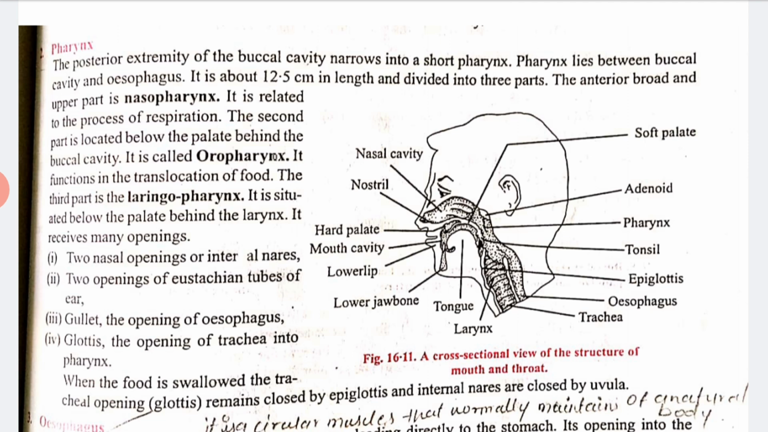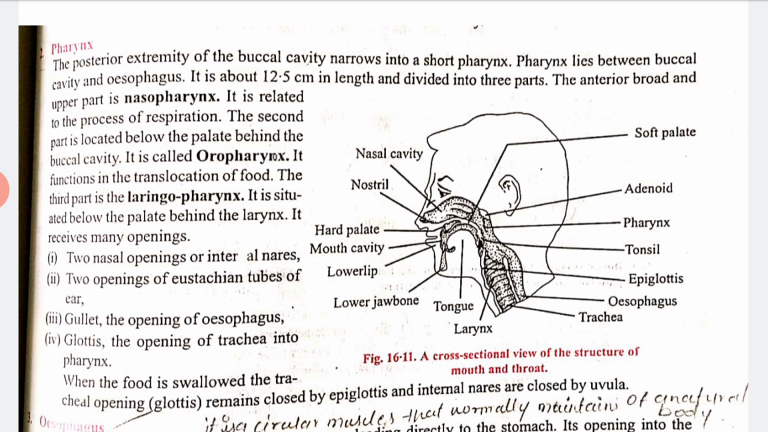In this picture you can see the different parts given here. The nasopharynx is related to the process of respiration. The second part is located below the palate behind the buccal cavity, and that is called the oropharynx. It has the function of translocation of food. The third part is called the laryngopharynx, situated below the palate behind the pharynx.